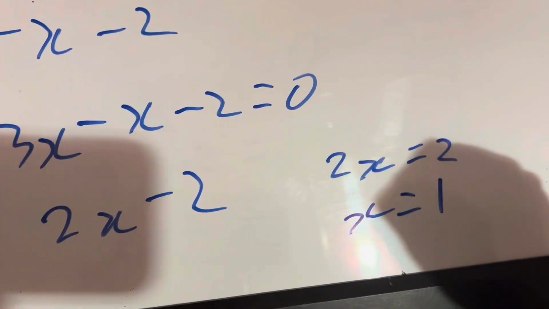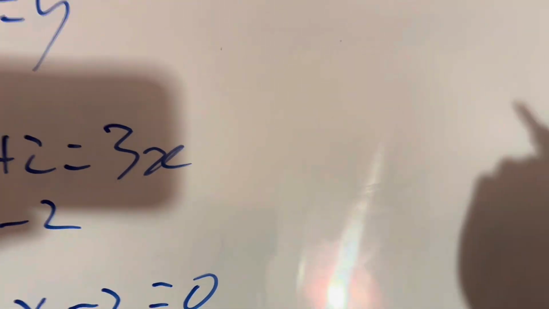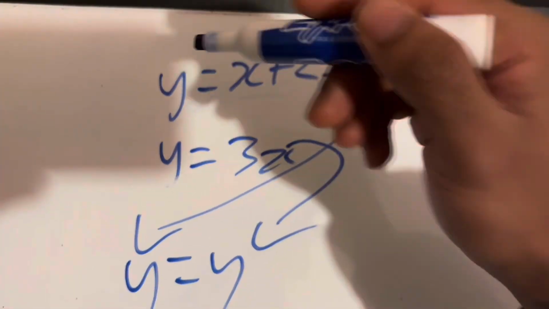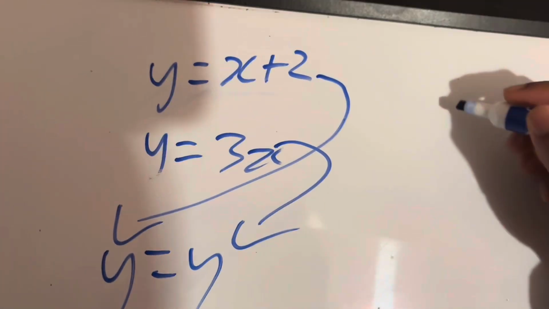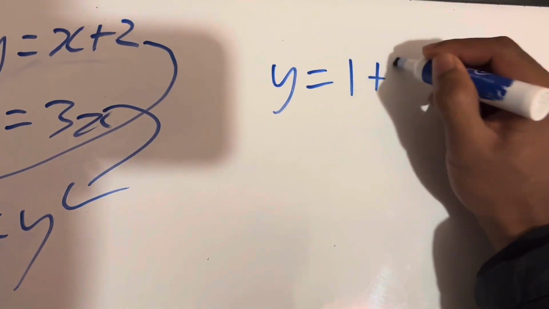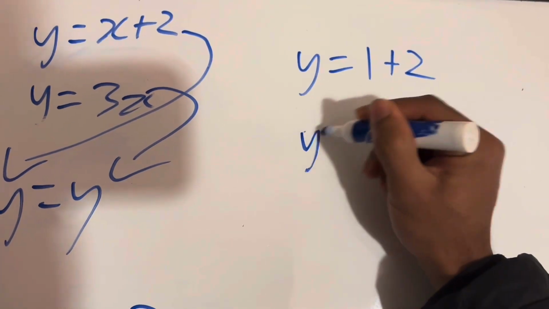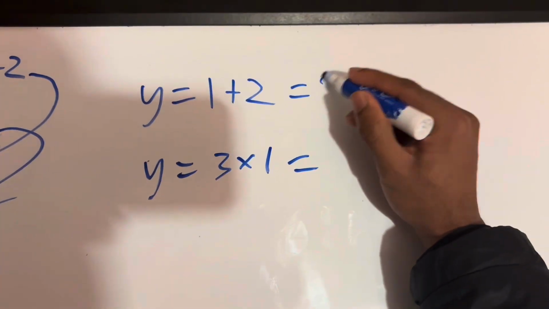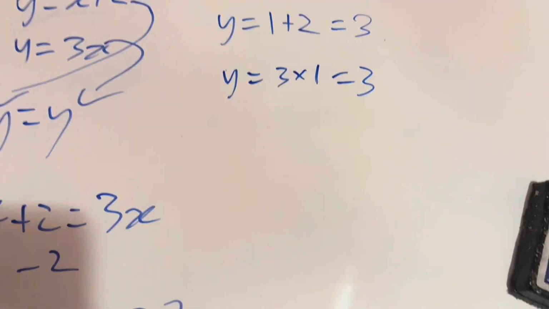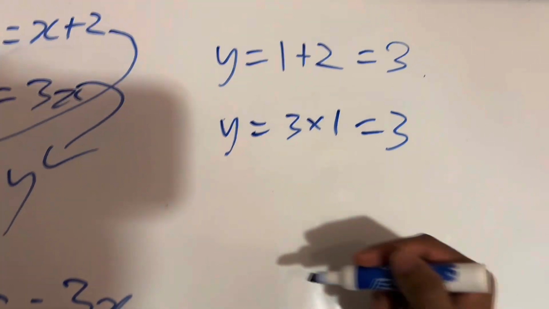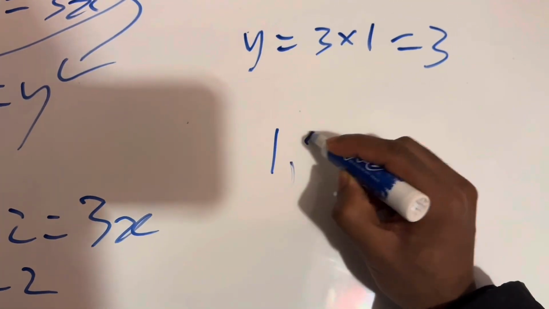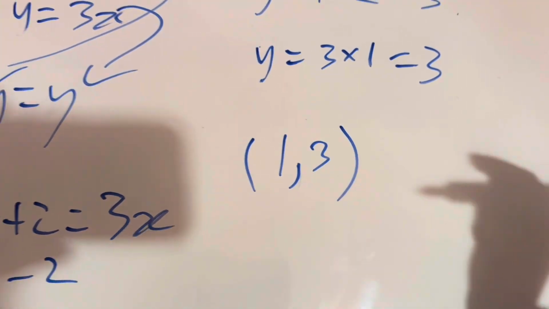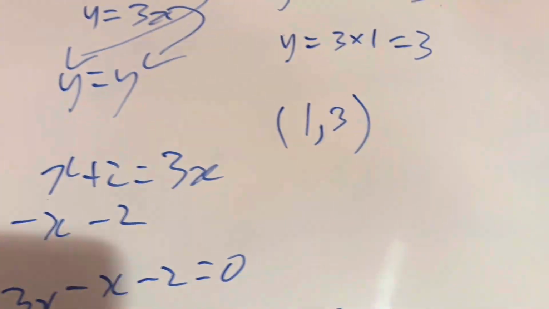So the x coordinate of where they intersect is at 1. Now we've got to find the y coordinate, and we can easily do that by plugging in the x value into each one. So y is equal to 1 plus 2, and then y is equal to 3 times 1, both equaling 3. That's essentially how substitution works. It's super easy. And now we know that at (1, 3), these two equations intersect.